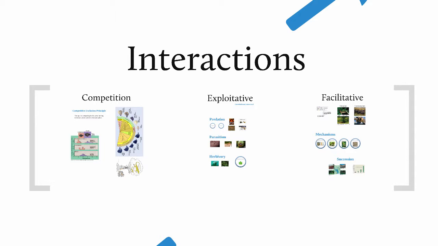The first is competition. Competition is a lose-lose relationship. The next are exploitative relationships, and these are win-lose relationships. The predator wins, the prey loses, for example. And then the third category, which includes mutualism and commensalism, are called facilitative relationships. So let's go to competition first.